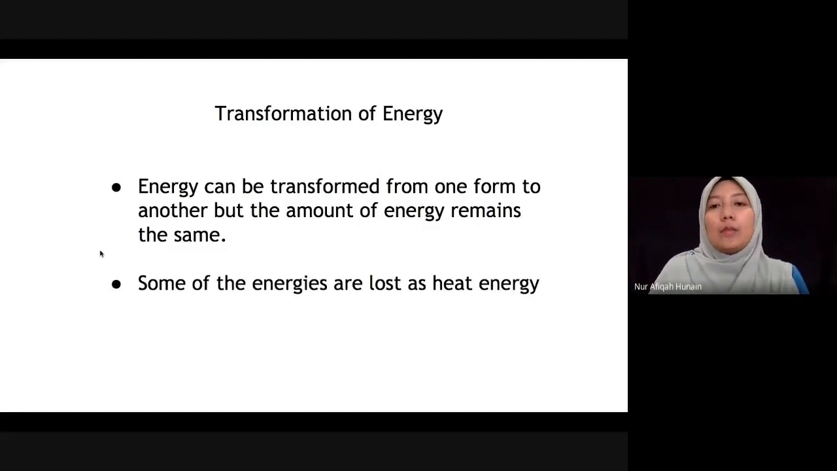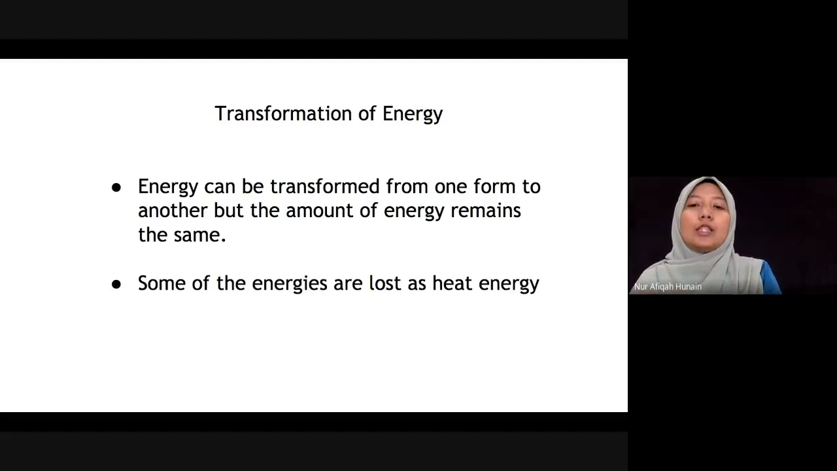Okay, today the subtopic is transformation of energy. Previously we already know the sources and the forms, and now we want to know how energy actually transforms from one type of energy to another type of energy. Energy can be transformed from one form to another, but the amount of energy remains the same. If the energy at first has 100, then it is carried to another and transformed to another form, it still carries the same amount, 100. But some of the energy is lost as heat energy.